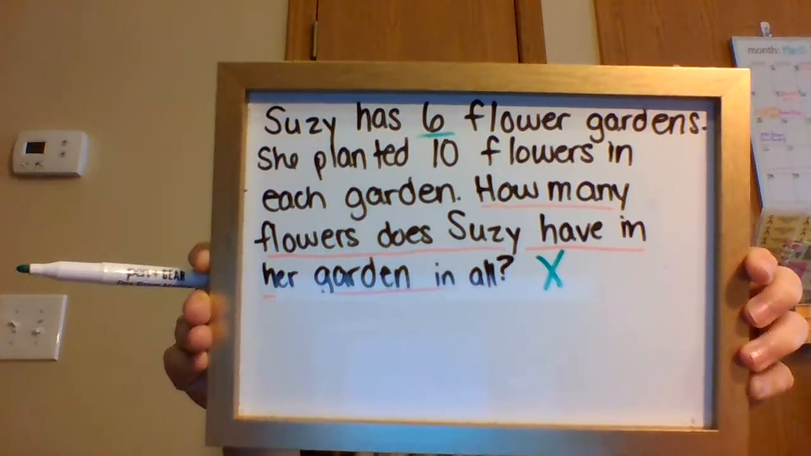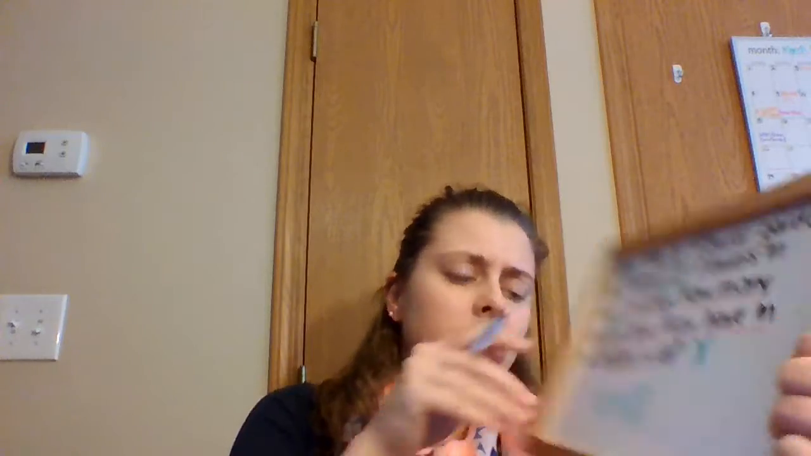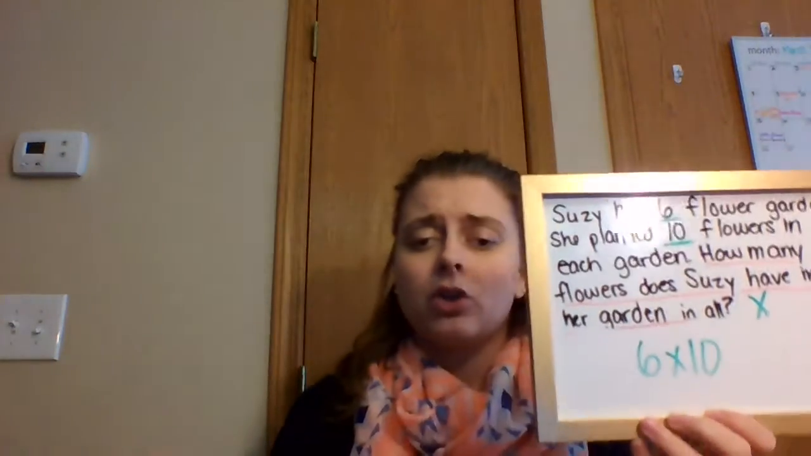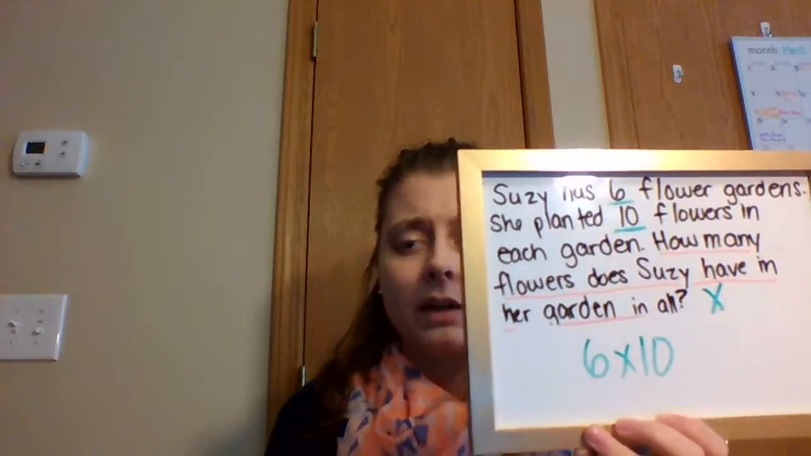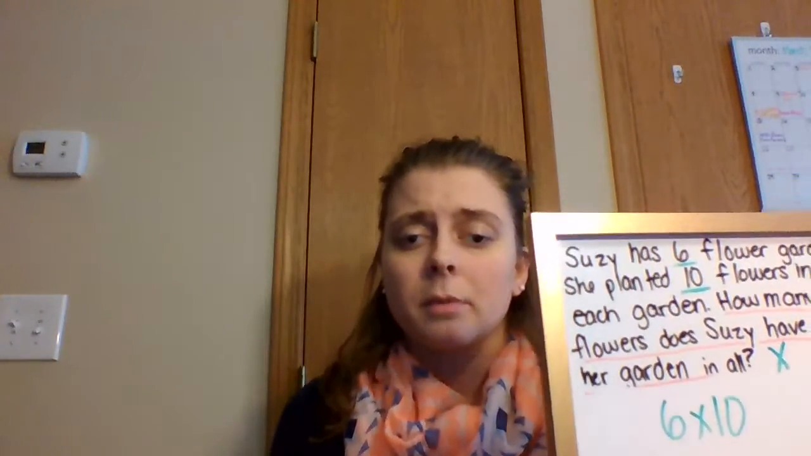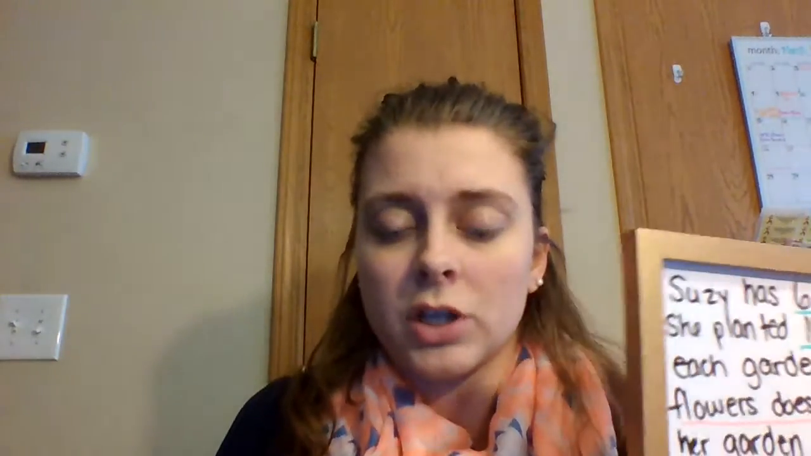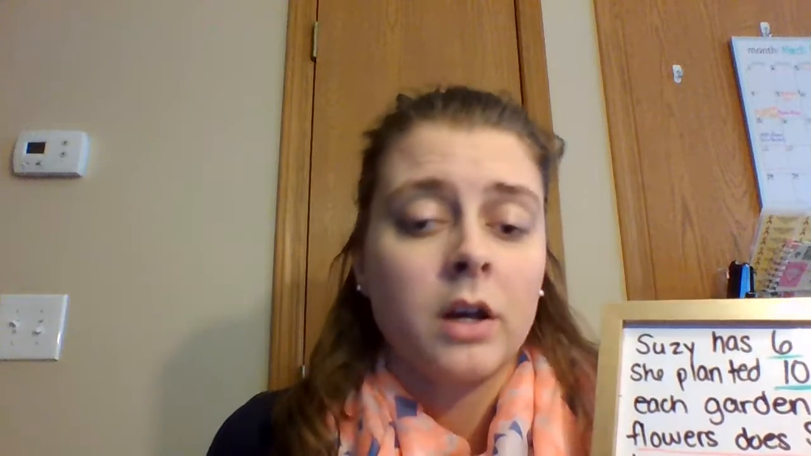6 and 10. 6 times 10. Now, if you were working on a piece of paper and you still have your flower garden drawing, use it as your strategy to solve, because now we need to think about how we're going to solve this problem. We need to pick a strategy. That is step number 5 in our word problem solving strategies, is to do the work, solve the problem.